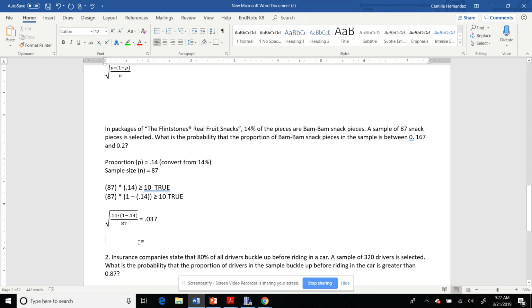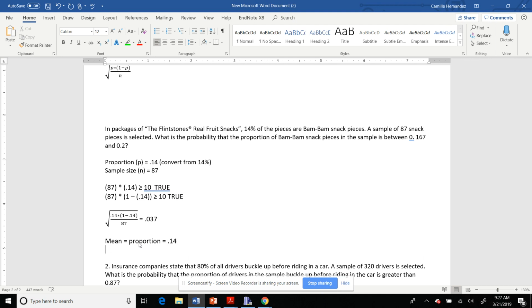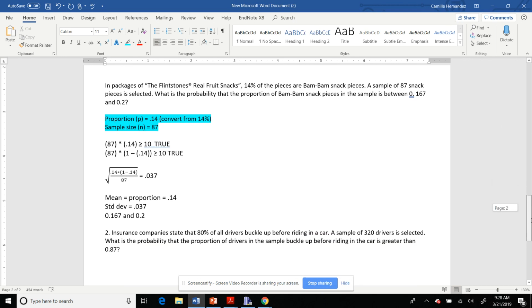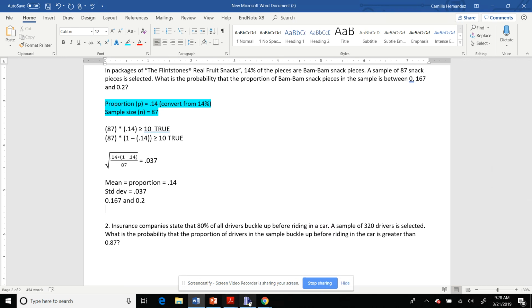So remember before I said your mean is the same as your proportion, so that equals 0.14. So my standard deviation is 0.037, and then I need to look between 0.167 and 0.2. Okay, and the big thing about this again, sample size, I'm going to give it a different color, and this time proportion. That's what makes it different. That should be screaming to you, oh, this problem's different. So let's put everything into the calculator.